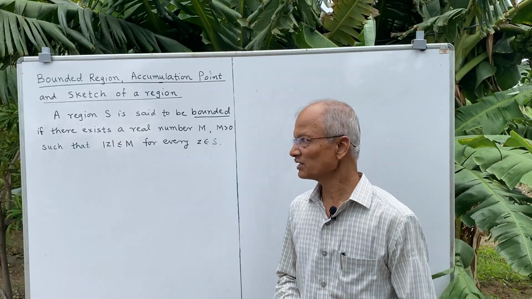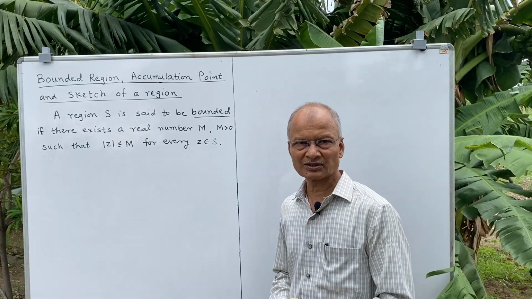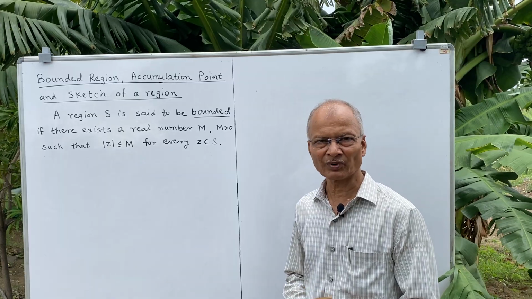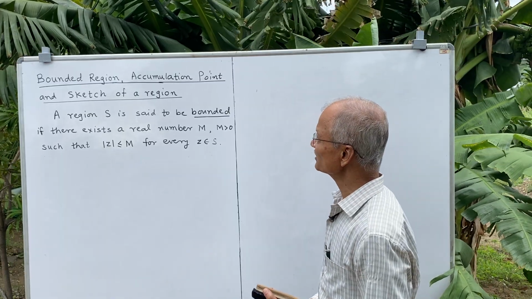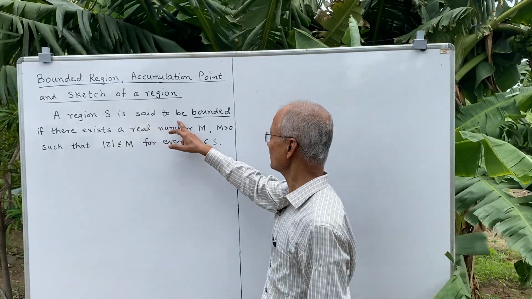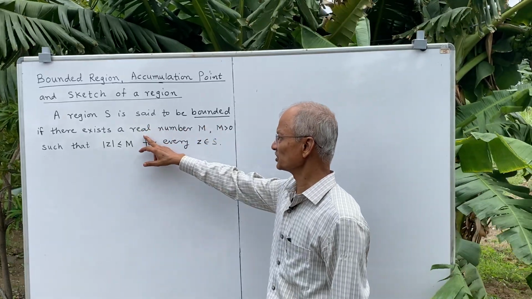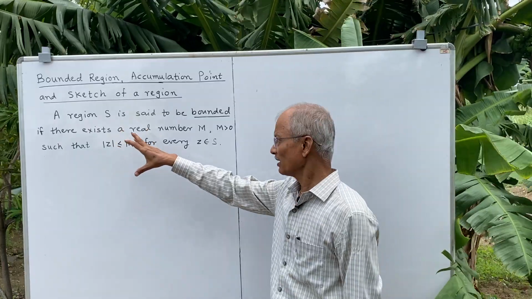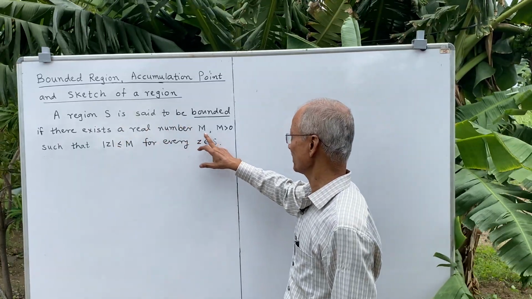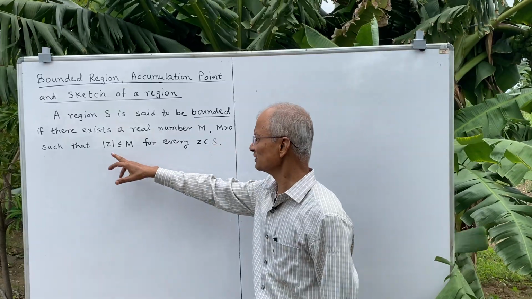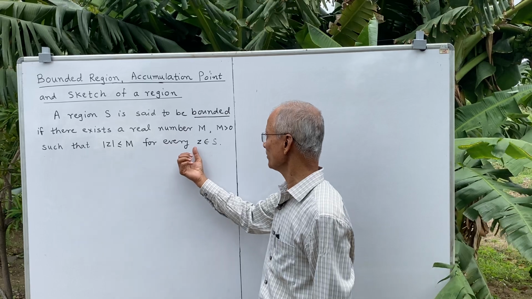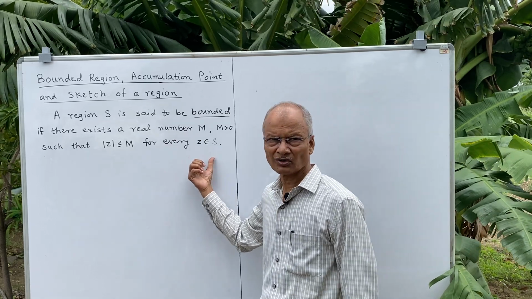In this lecture, we shall see bounded sets, accumulation point, and also we shall sketch some regions of the complex plane. First, we shall see bounded region. I have written the definition here. A region or set S is said to be bounded if there exists a positive real number M such that the absolute value of Z is less than or equal to M for every point Z belonging to S.